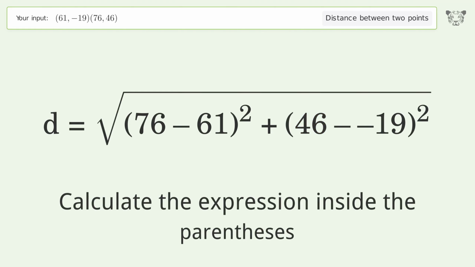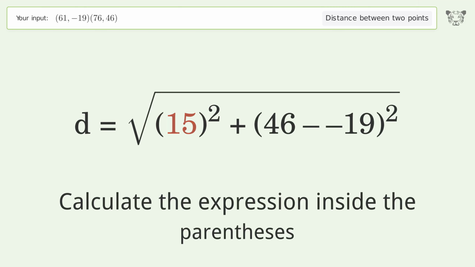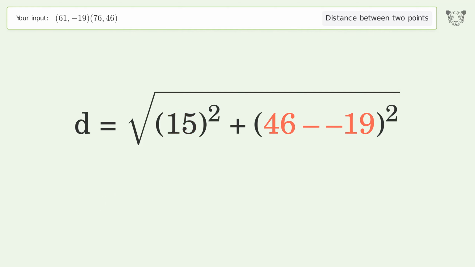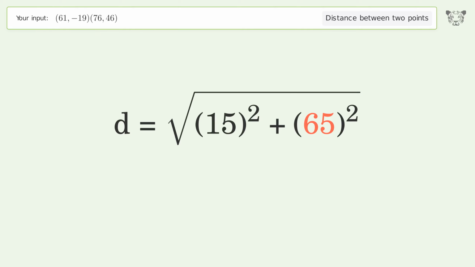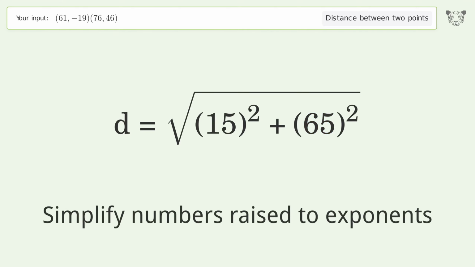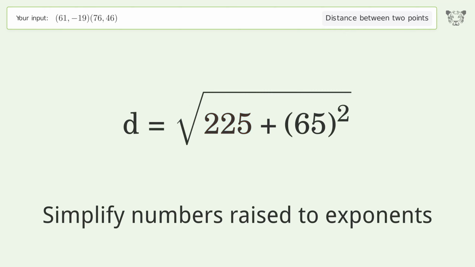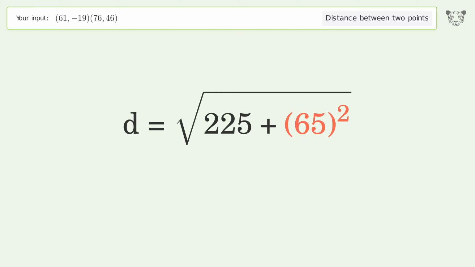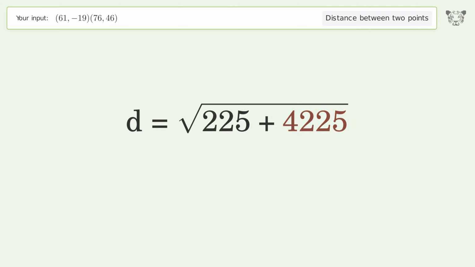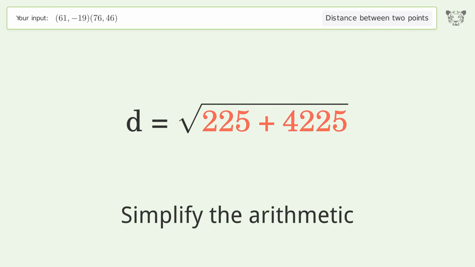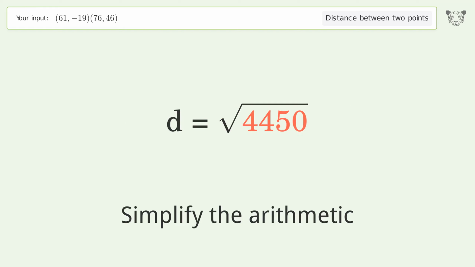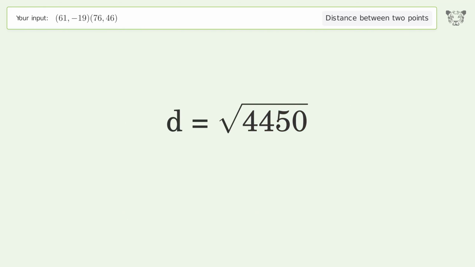Calculate the expression inside the parentheses. Simplify numbers raised to exponents. Simplify the arithmetic. And so the distance between the 2 points is the square root of 4,450, or 66.708.